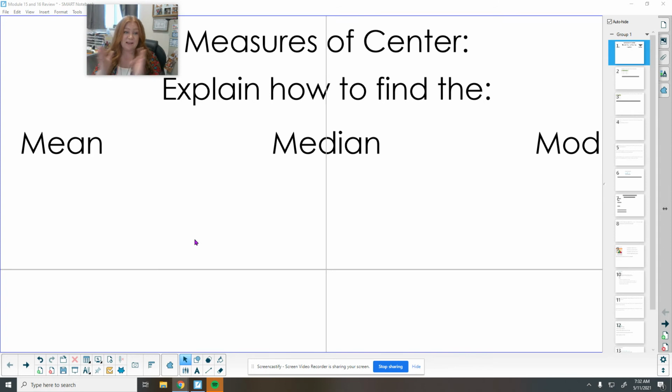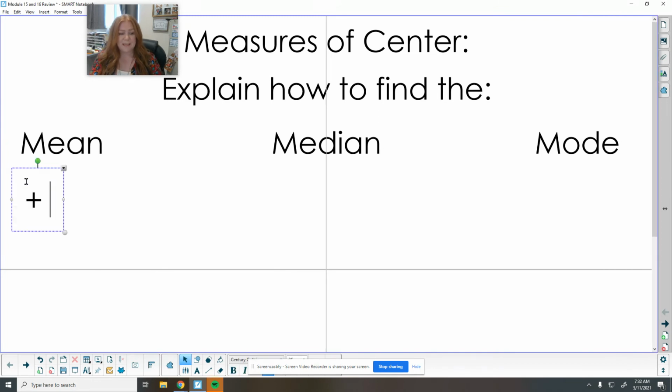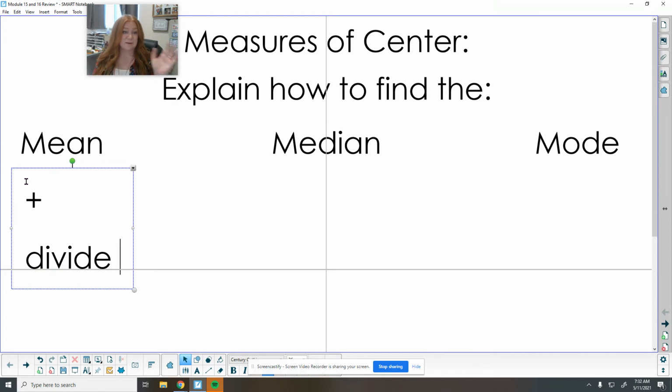So these are things that are going to tell us kind of the middle of our data. So when we are finding the mean, we want to take all of the numbers, we want to add them up, and then we divide by how many numbers we counted or how many numbers were part of the data set. So that kind of fair shares or makes an average of everything, right? If we all pick different amounts of apples and then we all put them in a basket and divided them out equally, that is our average there.